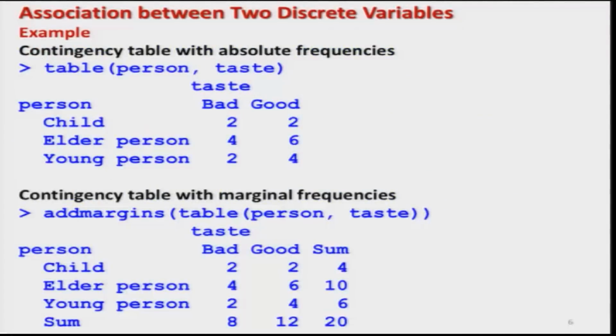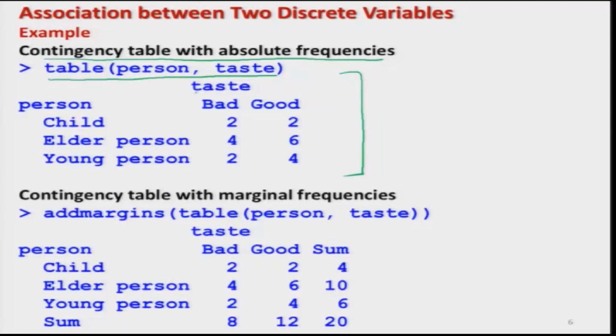And now I have to use the command table, and inside the arguments person separated by comma taste, and this command will provide a contingency table with absolute frequency. When I execute this command on the R console, I get a table like this one. Now how to interpret and read this table is more important to learn.